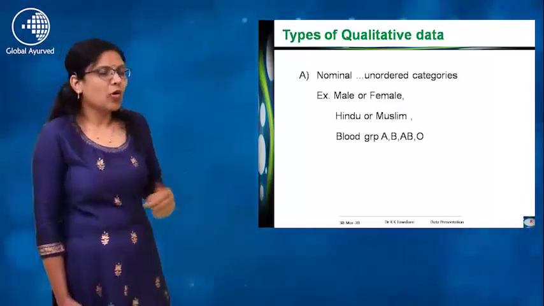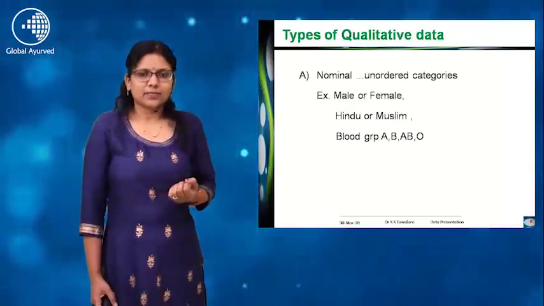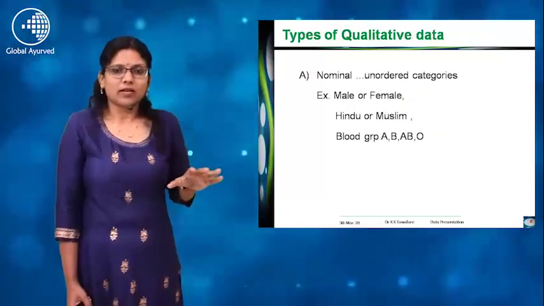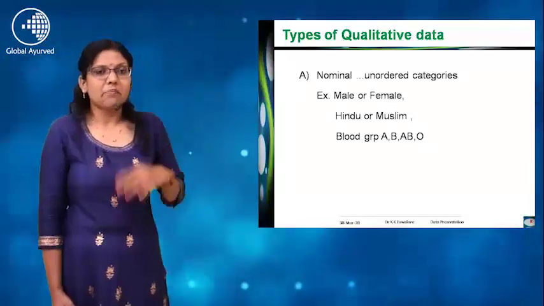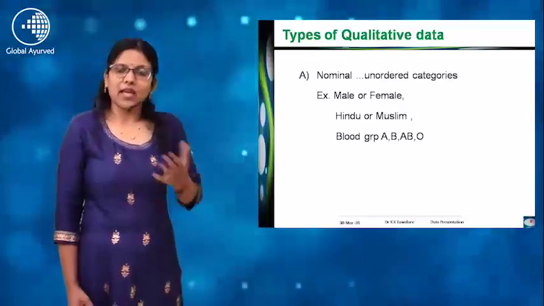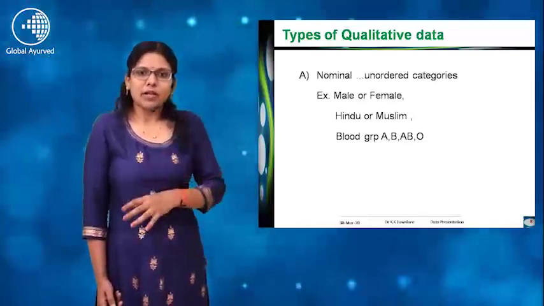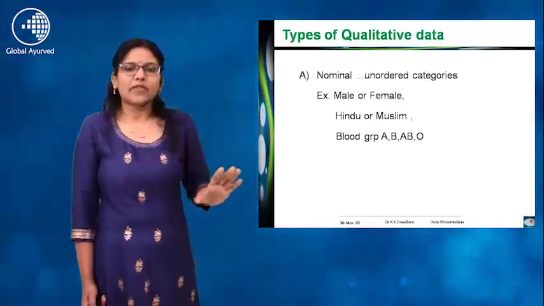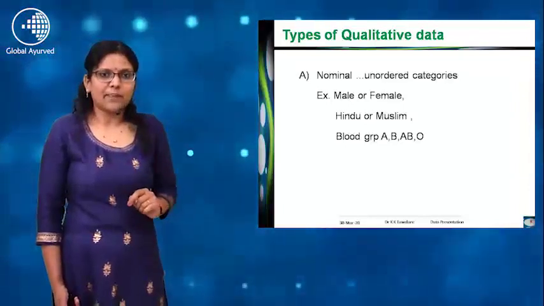So first of all, nominal data. What is meant by nominal? It means unordered categories. There is no specific order. The data which fall into categories are unordered, like male, female, Hindu, Muslim or blood group A, B, AB or O. If we say male first or female first, there will be no difference at all. So the categories are unordered, which means nominal data.